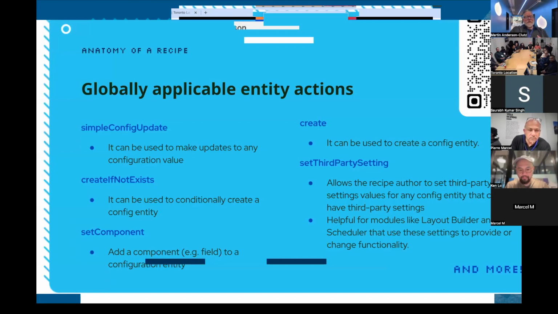I would say there's fundamentally 2 types of config actions. There are some that can apply to any kind of configuration entity, and these are the ones you see here. So we call them globally applicable. Simple config update is one that you'll see a lot in recipes. It's one of those like, if this thing isn't there, here's how it should be created. But if there is one, then let's leave it alone and move on. You can also do create if not exists. There's a set component, which is doing things like adding a field to view modes or form modes.